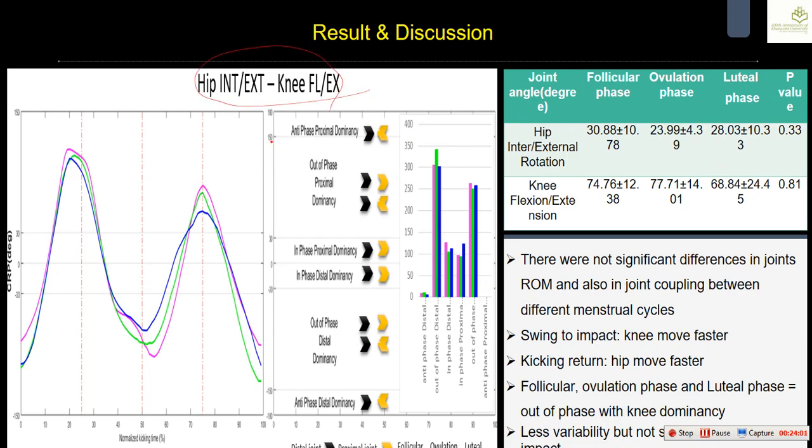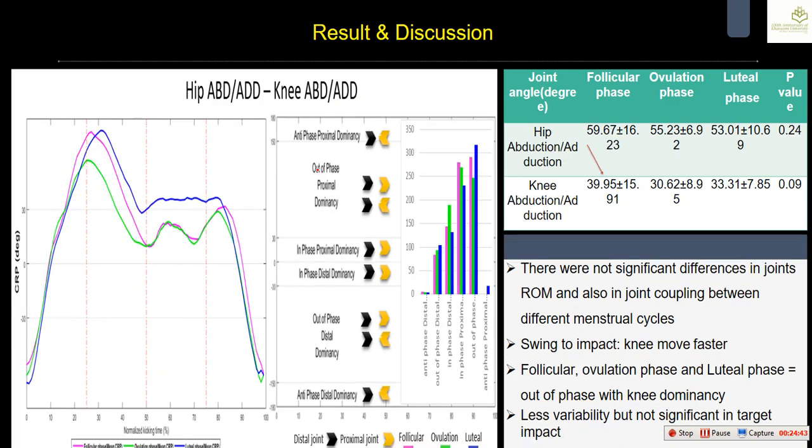Also, for hip internal external rotation and knee flexion extension, we couldn't find any significant differences between joint range of motion and coupling angles. During swing phase, again, we saw that the knee moved faster, and during kicking return, the hip moved faster. In all of the menstrual cycles, we found more out of phase movement with knee dominancy, and again we found less variability, but not significant, during impact target.